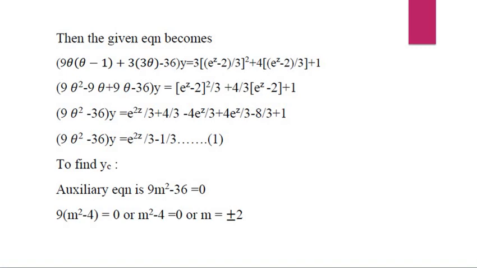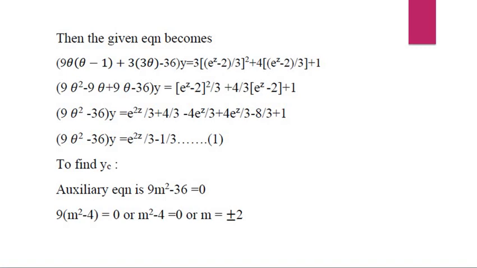After simplifying, we get (9 theta squared minus 36) into y is equal to e power z by 3 plus 4 by 3 minus 4 e power z by 3 plus 4 e power z by 3 minus 8 by 3 plus 1. Finally we have (9 theta square minus 36) into y is equal to e power 2z by 3 minus 1 by 3. So this is a linear differential equation with constant coefficients. Take this as equation 1.